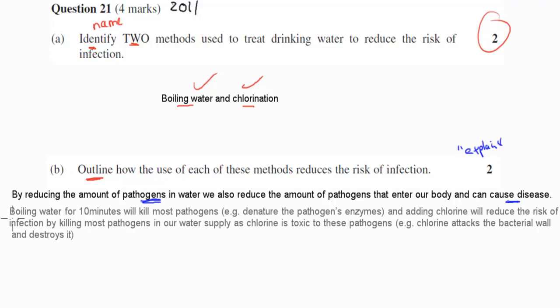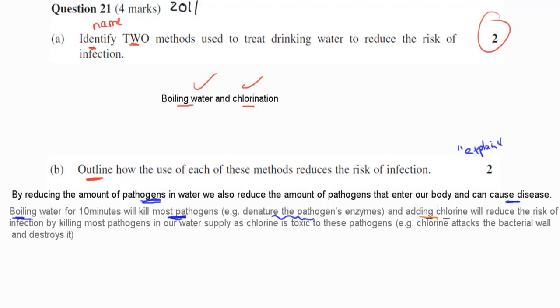But what you should definitely have said is both these points. So first I talk about boiling water. Boiling water for 10 minutes will kill most pathogens. That's basically enough to get you a mark. But I just put in brackets that they denature the pathogen's enzymes, right? So by denaturing these enzymes, it'll kill the pathogen. But you wouldn't have had to write that. It says in general terms in the actual marking guideline. So by saying that boiling water will kill the pathogens, and that's what will make sure we have less spread of disease, that's already going to be good enough.